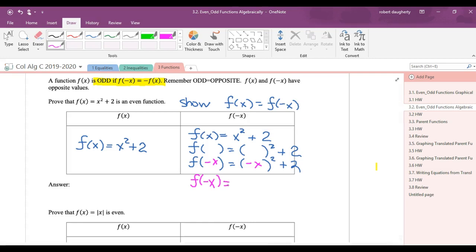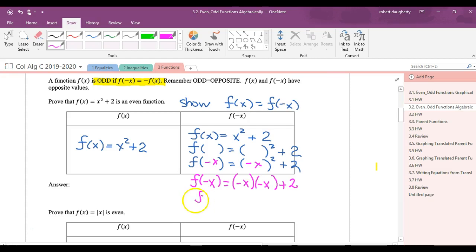Multiply it by itself. So this is negative x times negative x plus 2. Okay? What's negative x times negative x? Not x. Negative x times negative x, it's x squared. A negative number times a negative number will always be a positive number. So here you've got a negative 1 and a negative 1 being multiplied, and you've got an x and an x.